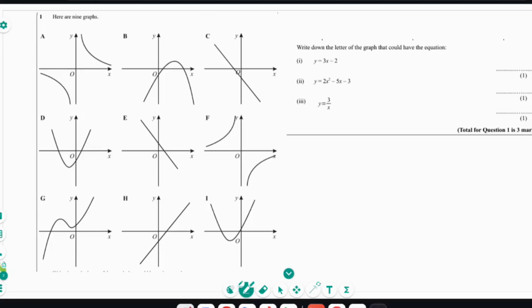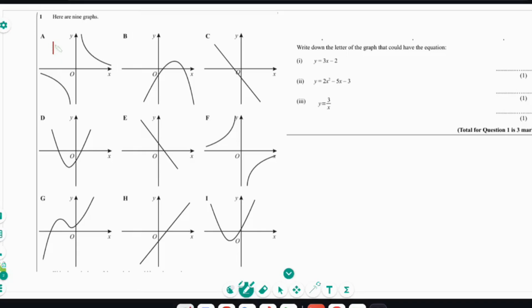So let's have a look at a question. We've got 9 graphs here. Write down the letter of the graph that could have the equation. Part 1, part 2, part 3. Okay, so let's look at all our graphs first. Which one is a reciprocal, which one is a cubic, which one is a quadratic, which one's linear. I'm just going to put the letter here.